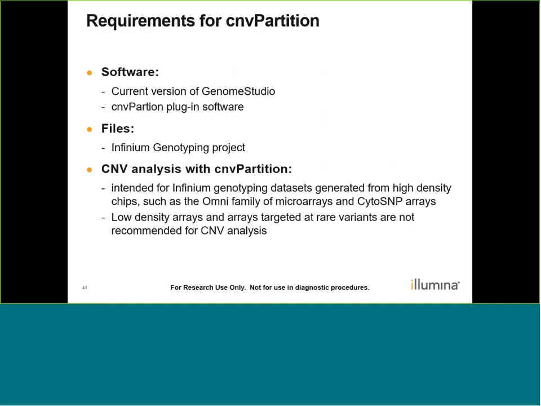So in order to do this analysis, we need a Genome Studio project that's already been created, and then we'll do a CNV analysis using CNVPartition. A note here that the better arrays for using CNVPartition for copy number detection are the larger density arrays such as the Omni family or specifically the CytoSNP arrays. Low density arrays, because they have either rare variants or not sufficient SNPs, are not recommended for CNV analysis.